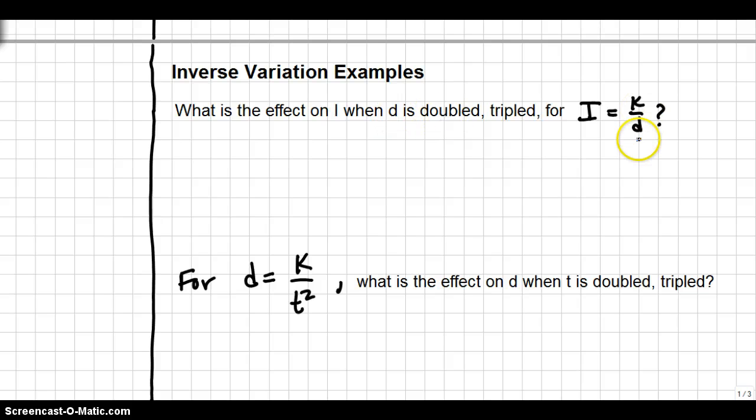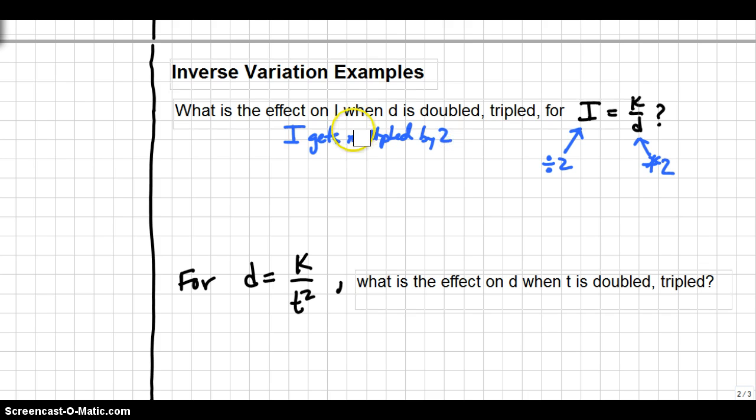This time d gets doubled, or multiplied by 2. So that means the I value, since this is an inverse situation, has to get divided by 2. The only other thing we need to worry about here is if there's any powers on the d. It doesn't have any, so we're finished. So when d is doubled, I gets divided by 2. It's very important that we do that for the inverse equation. It has to get divided by 2. If one's multiplied, the other one has to divide.